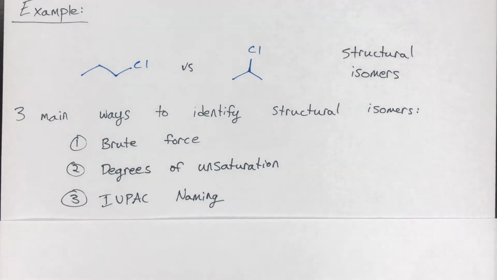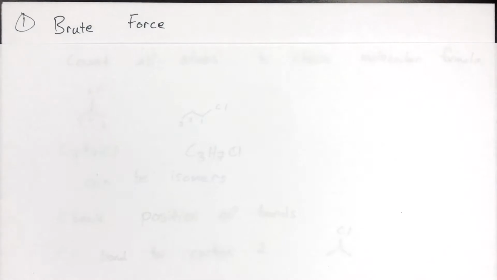And then lastly, IUPAC naming. This is most specific to actually determining the structural isomers themselves. Structural isomers are going to have different IUPAC names. So if you IUPAC name them using the systematic name and nomenclature, you will get a different name if they are structural isomers. If you get the same name, then they're just the same molecule represented in a different way. All right, now I'm going to go into detail of each of those three types of methods that I defined for determining structural isomers.